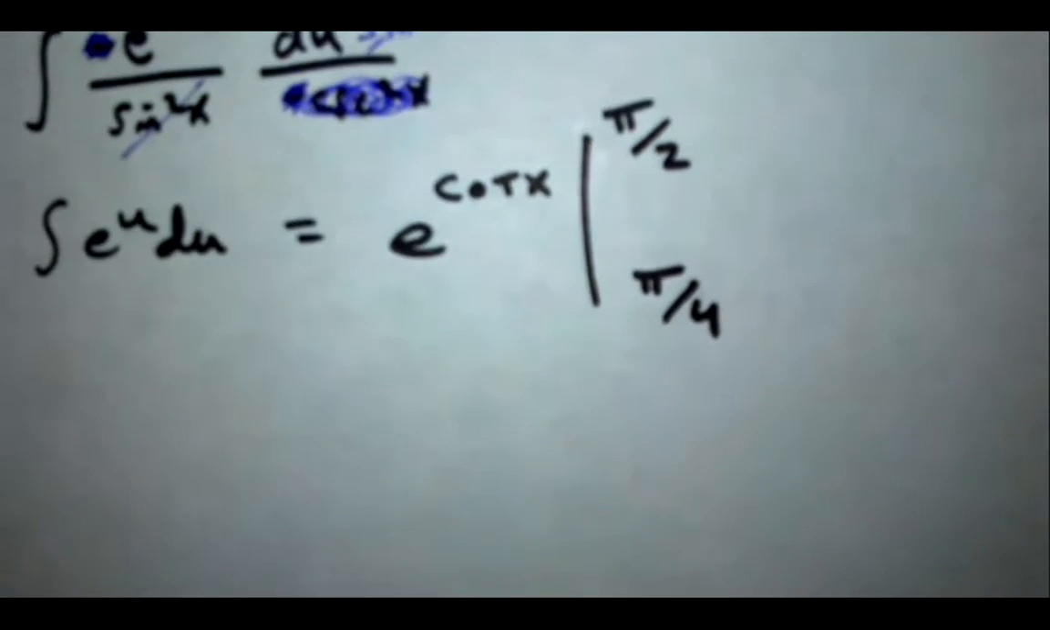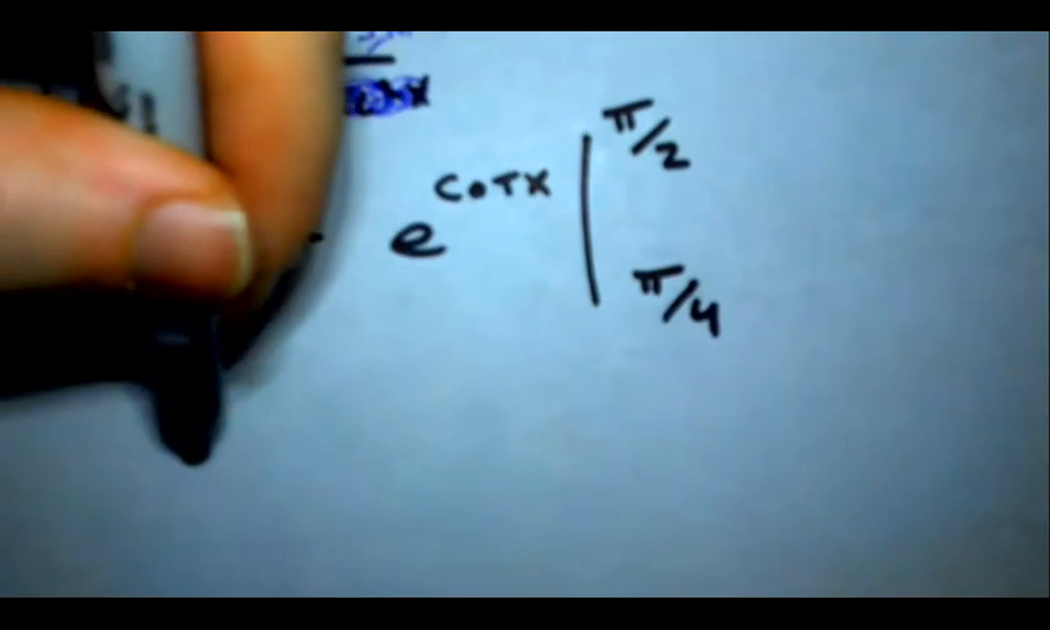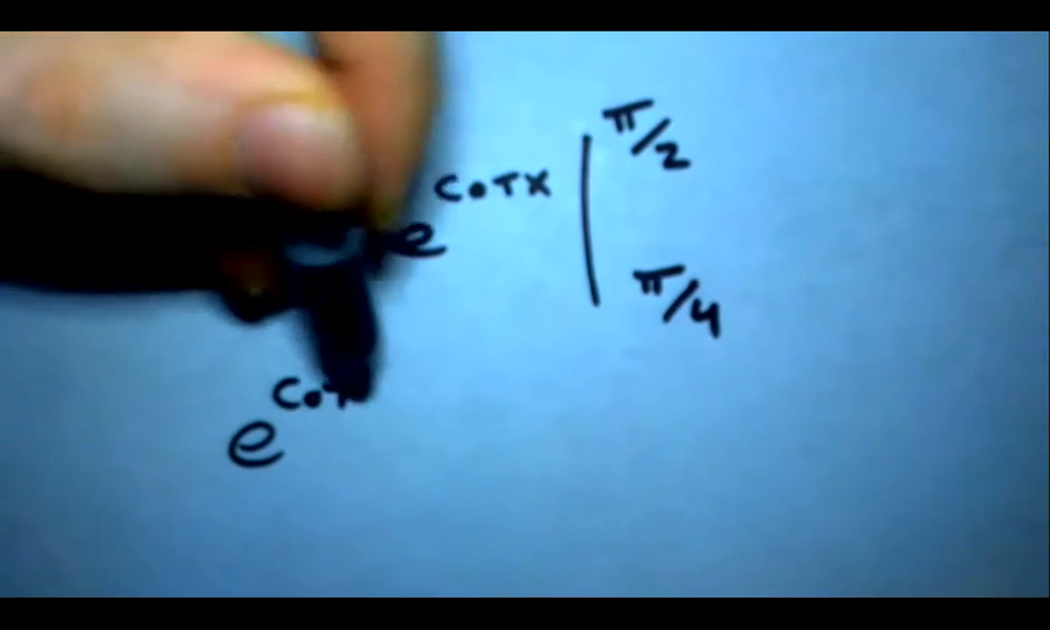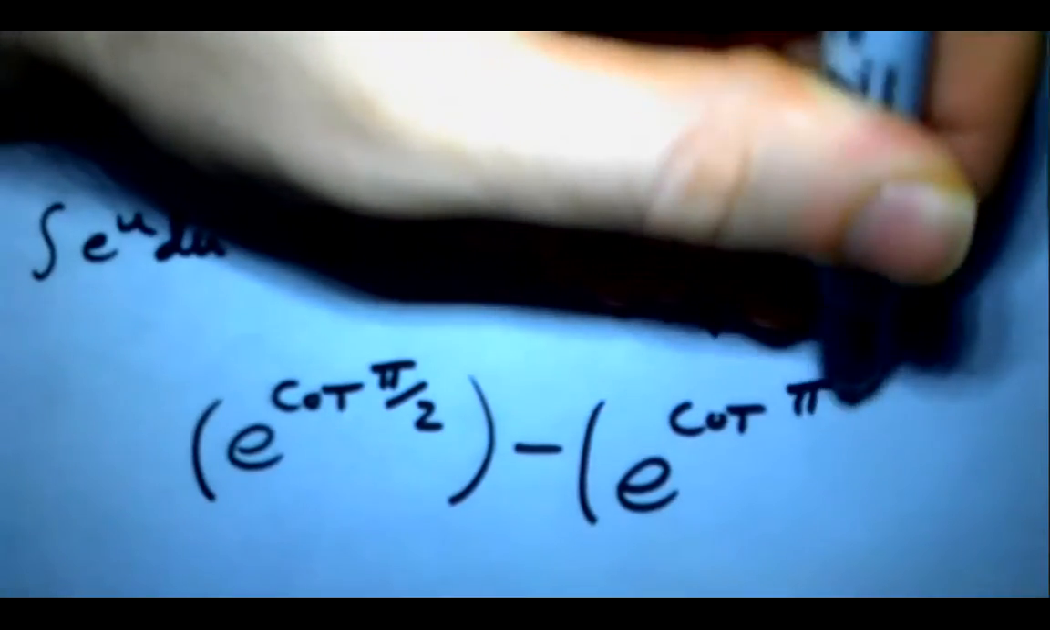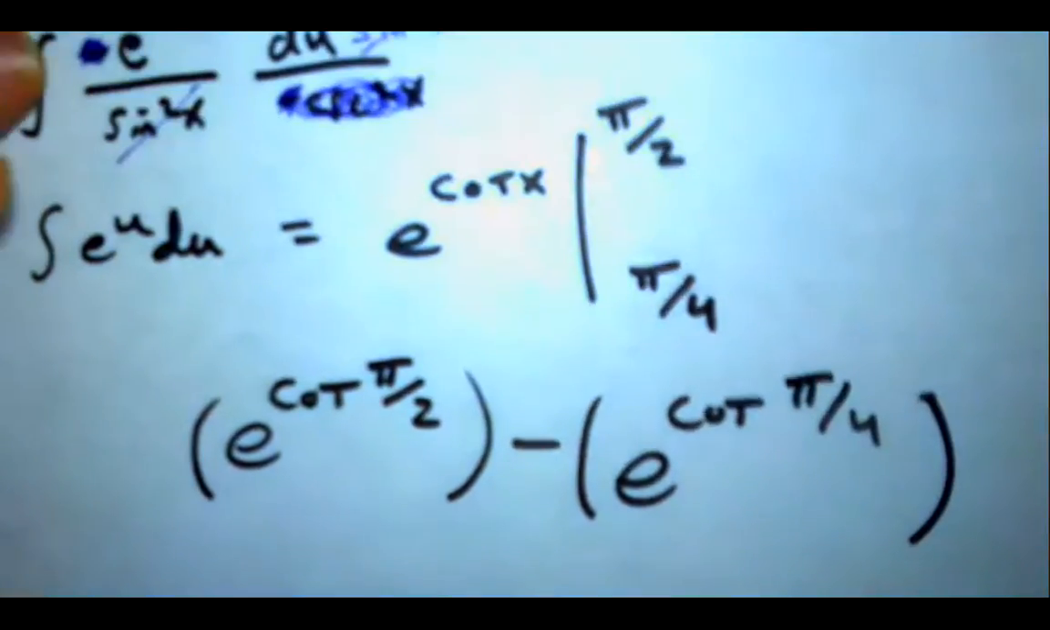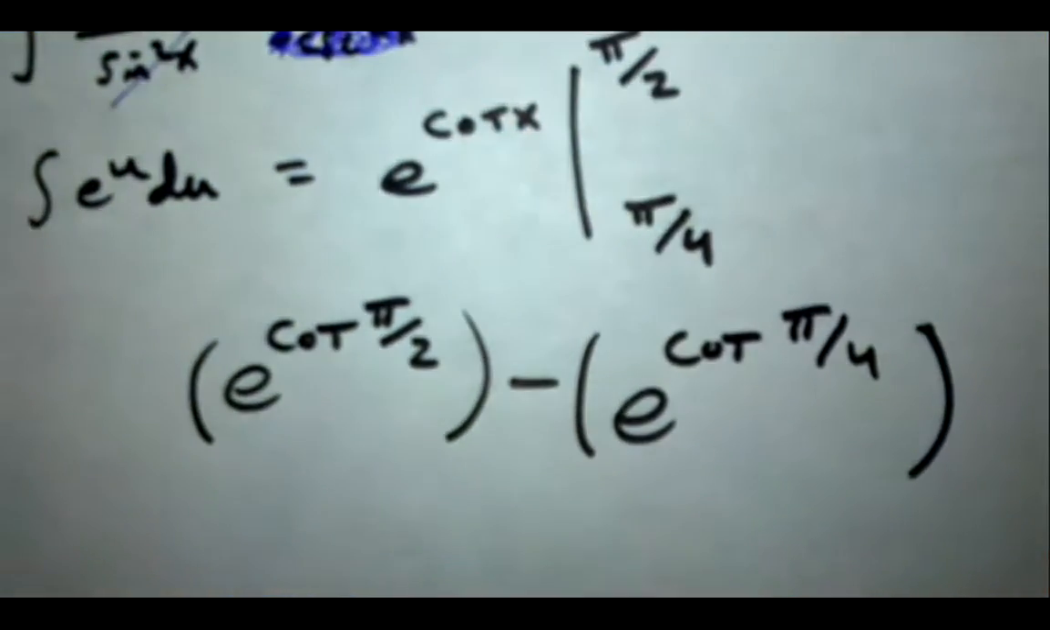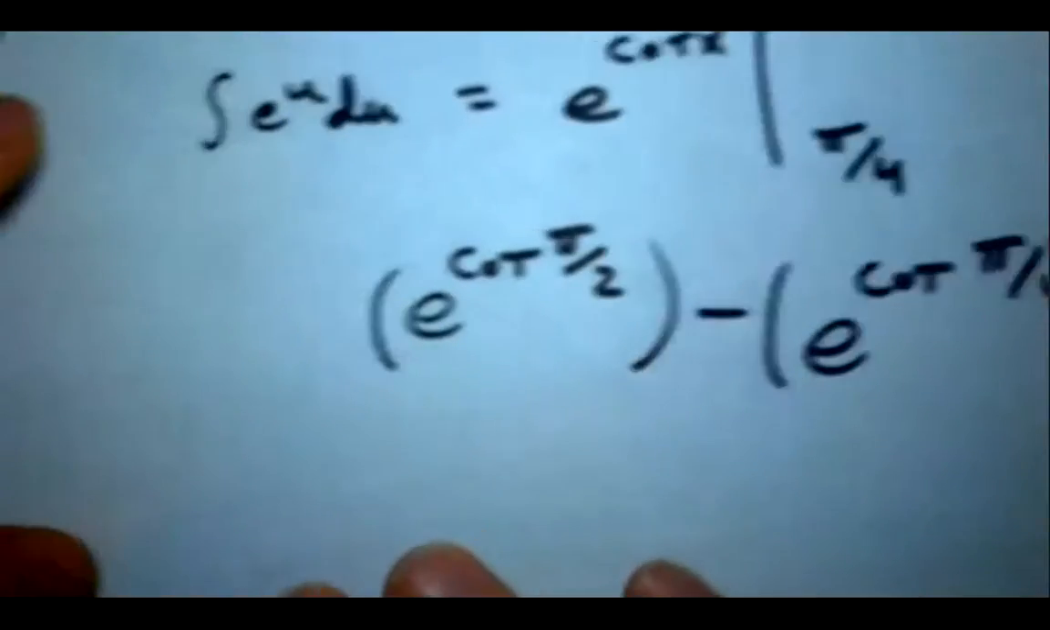Don't do all of this in your head. Don't feel bad about writing it out. Plug in the top, minus, plug in the bottom. Okay, if you need to draw a unit circle, draw a unit circle. What are we looking for? Pi over 2, pi over 4.